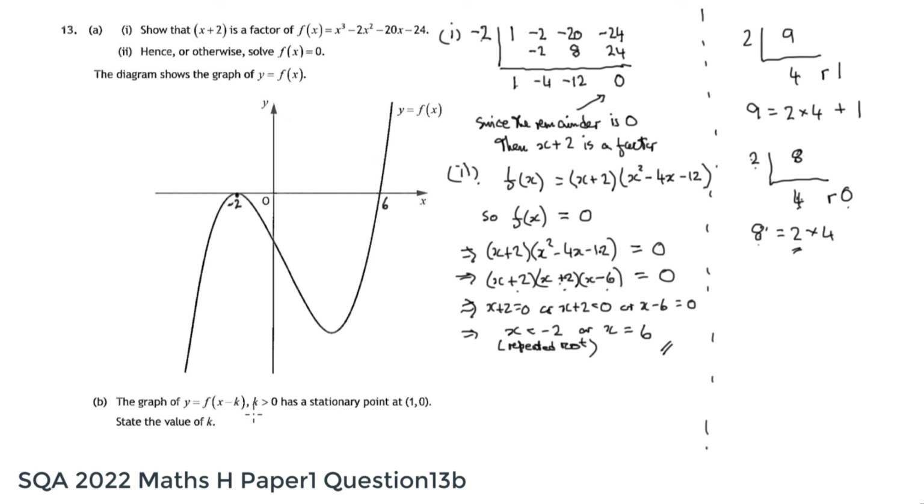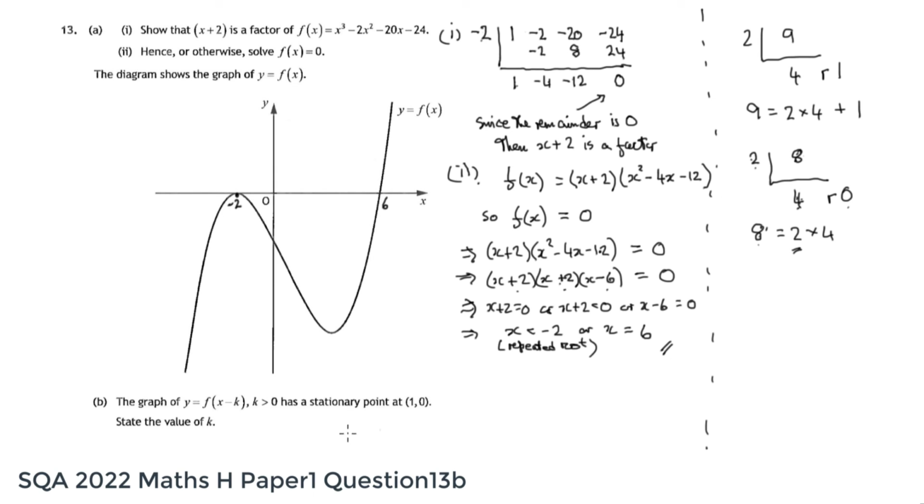So there's the graph of y equals f of x. Now they're telling us that a different graph, the graph of y equals f of x minus k, where they're subtracting a number from x inside the bracket, and we're told it's a positive number, has a stationary point at (1, 0), and we have to state the value of k.